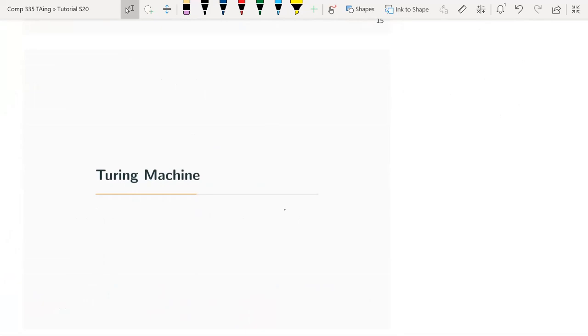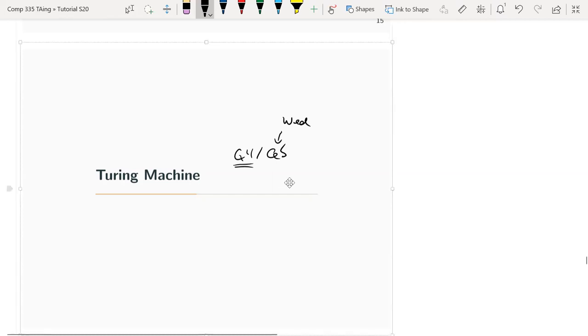And it should start to help you with questions 4, and not really question 5, where you need to use a Turing machine to compute a string. We're going to do that in the last tutorial on Wednesday. So question 5 will be on Wednesday. But the extra material on Turing machines for the tutorial should give you an idea on how to solve the questions in Q4.